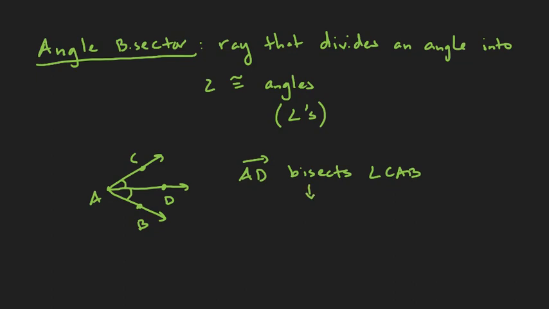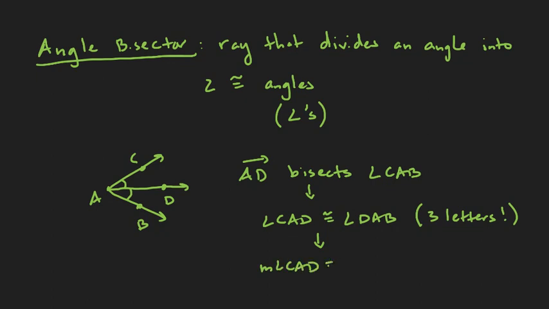Because of that, I now know that angle CAD, that top angle, is congruent to angle DAB, that bottom angle. And I want to emphasize we have to use three letters when naming because of the multiple angles at vertex A. And like we did in the last slide, if the two angles are congruent, then their measures are equal. So the measure of angle CAD is equal to the measure of angle DAB.